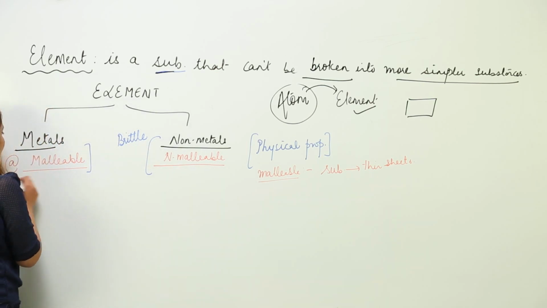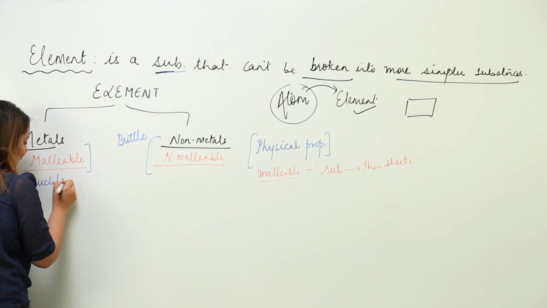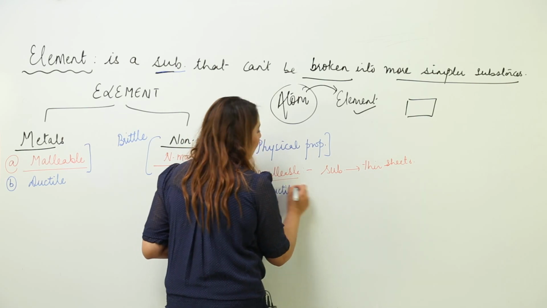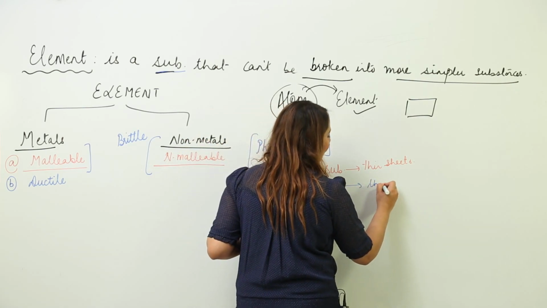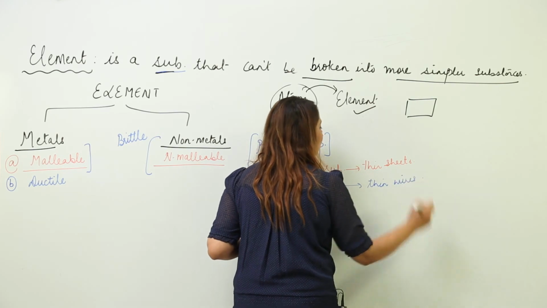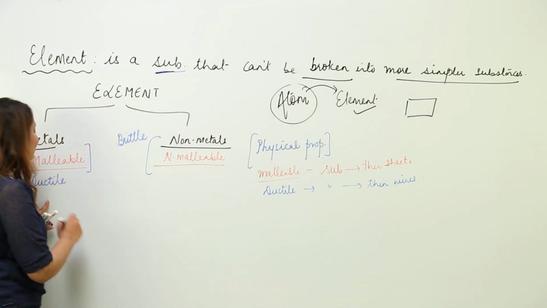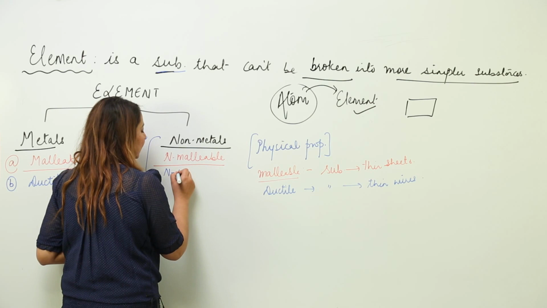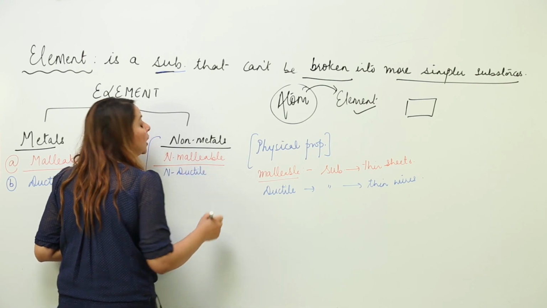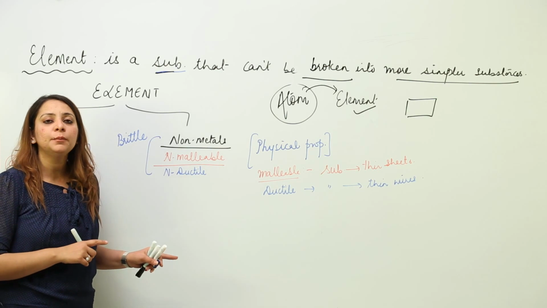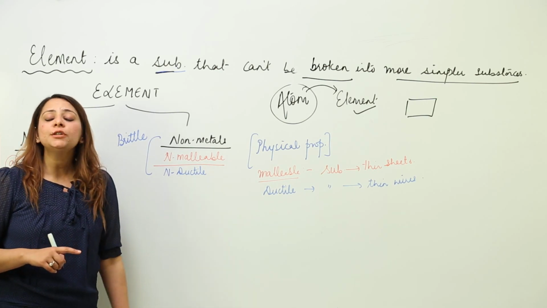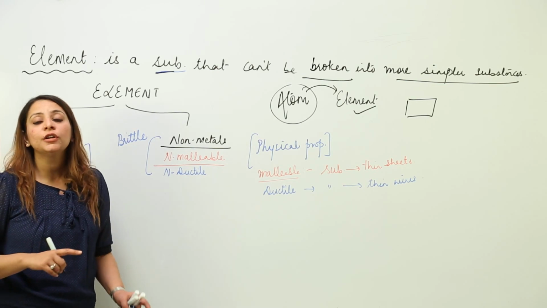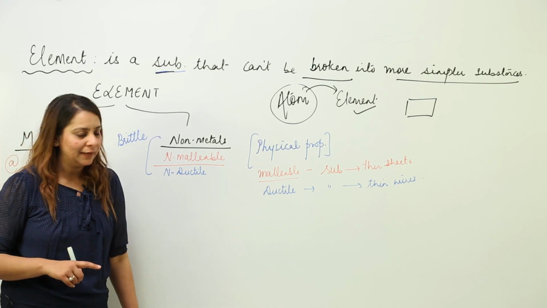The second difference is that metals are ductile. Ductile is a property where a substance can be drawn into thin wires. So metals are ductile, that means they can be drawn into wires, but non-metals are non-ductile. They cannot be drawn into thin wires. Again, for the same reason, converting them into thin wires needs hammering, and as I told you, they cannot bear the strain of the hammer, so they break. Due to this reason, they cannot be drawn into thin wires.